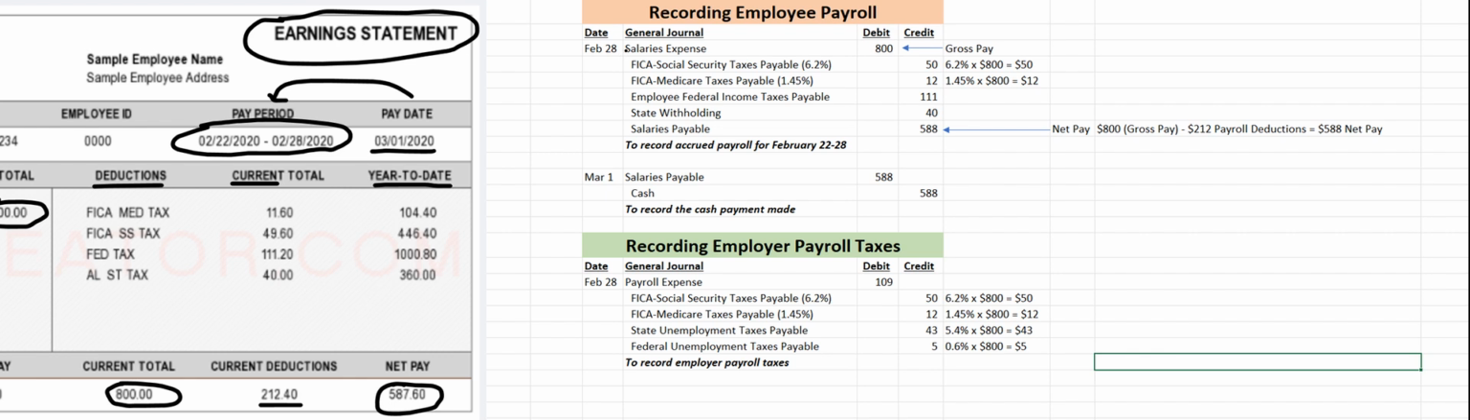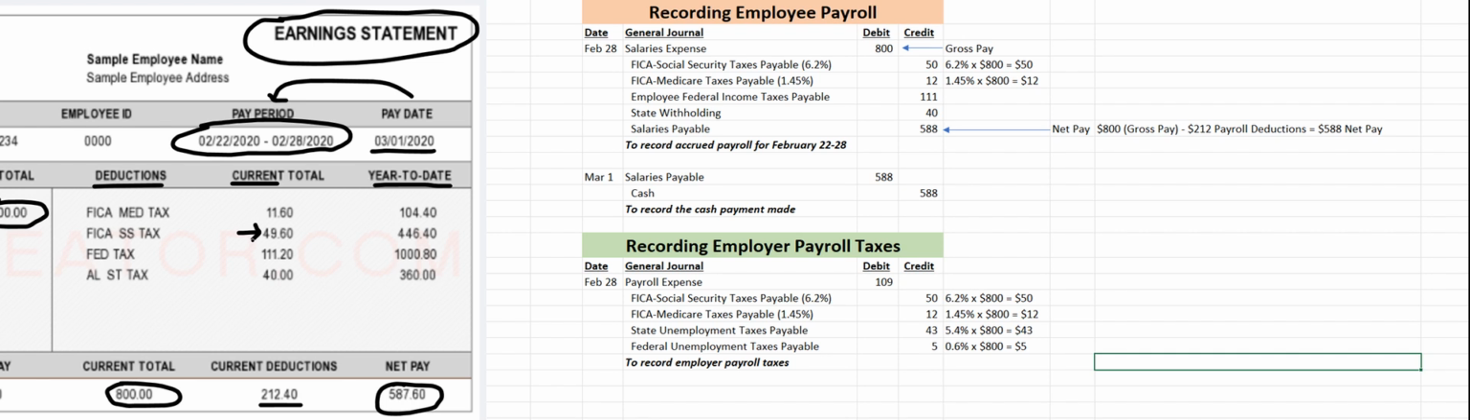The account that they're going to debit is salaries expense for $800. This is them recognizing the gross pay that was earned from the employee. So this represents the earnings from the employee. Now, from these earnings, some things are going to have to be deducted. One thing in particular is FICA taxes, which includes Social Security and Medicare. So 6.2% of $800 is $50. That matches what you see here, with the exception of rounding it to the nearest whole dollar.